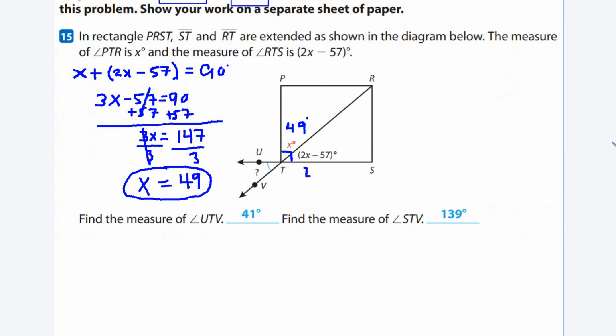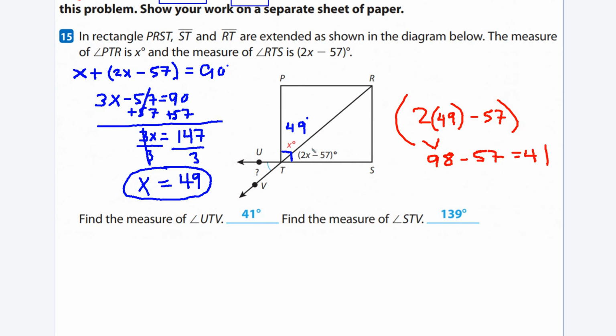Actually, let's do it on this set with a different color. 2 times 49 minus 57. 2 times 49 is 98. 98 minus 57 is 41. So this measurement is 41 degrees. 49 plus 41 is 90. So if this is 41 degrees, this angle must be 41 degrees.